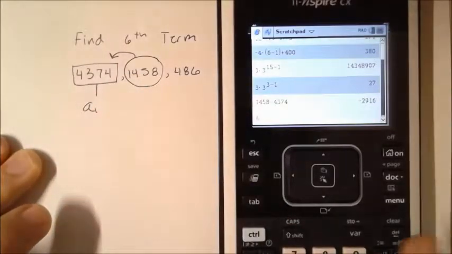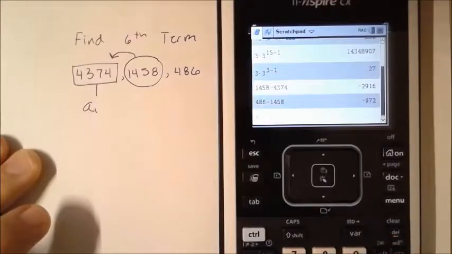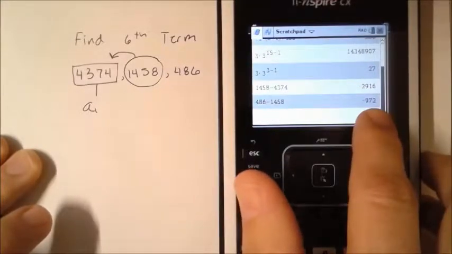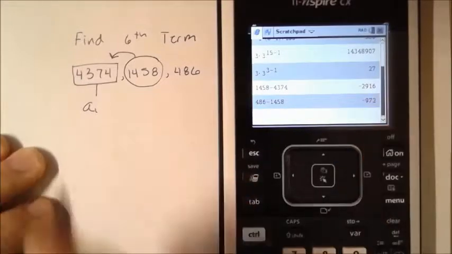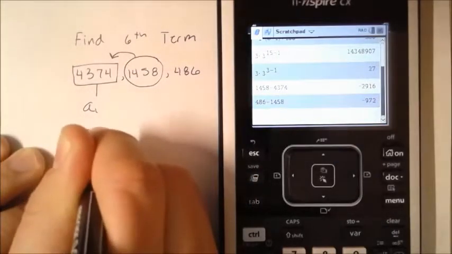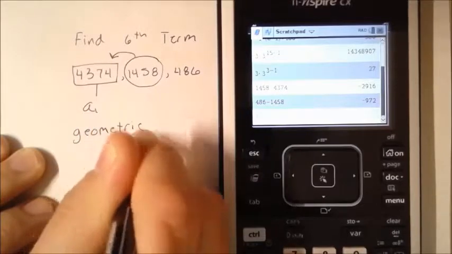So 486 minus 1458. Notice it gives me a different value. So I know that it's not a common difference. I know that this must be a geometric sequence.